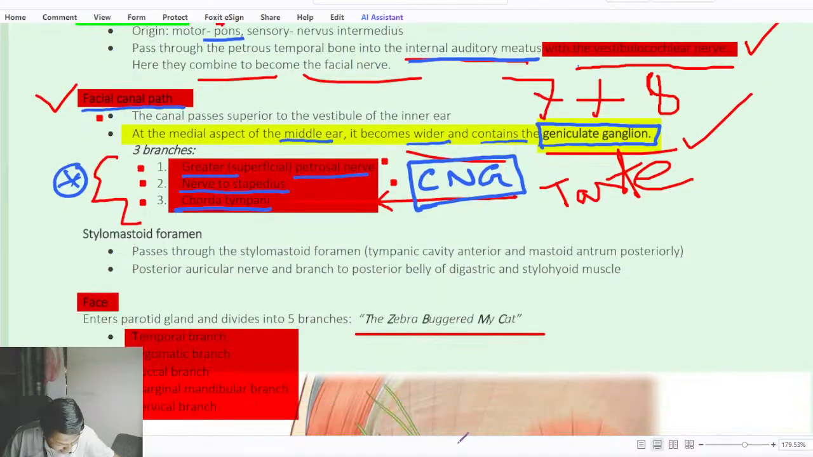These diagrams are exam questions, right? Yes, this is very important: facial nerve, trigeminal nerve, optic nerve. These are important.